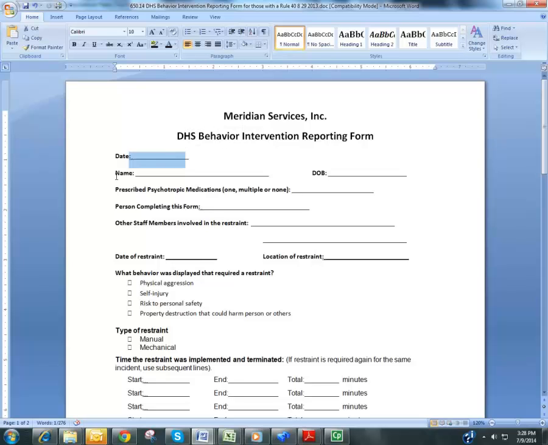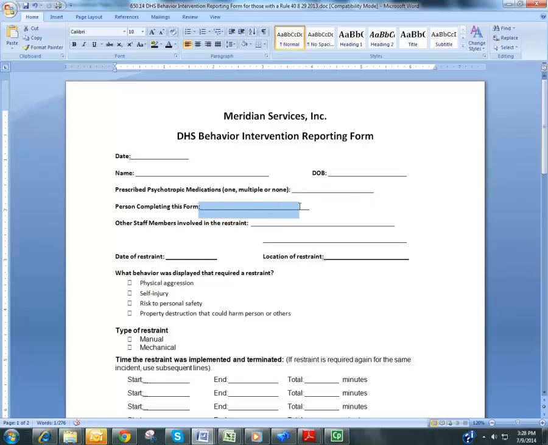You're asking for the date that you are writing this report, as well as the name of the person that you are writing the report for. So this is the person who had the behavior intervention. The date of birth can be found in the person's file, as well as the names of the psychotropic medications that they might be on. If they are not on a psychotropic medication, simply put none.